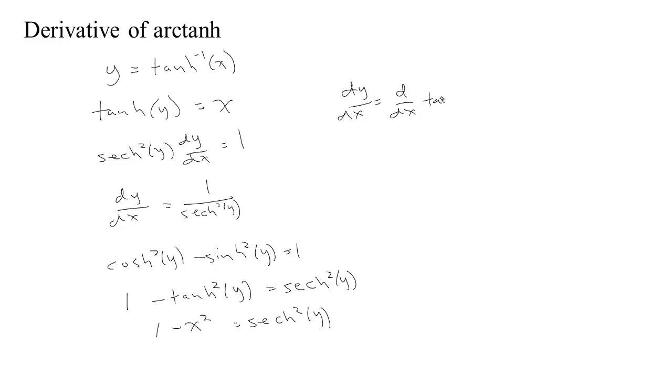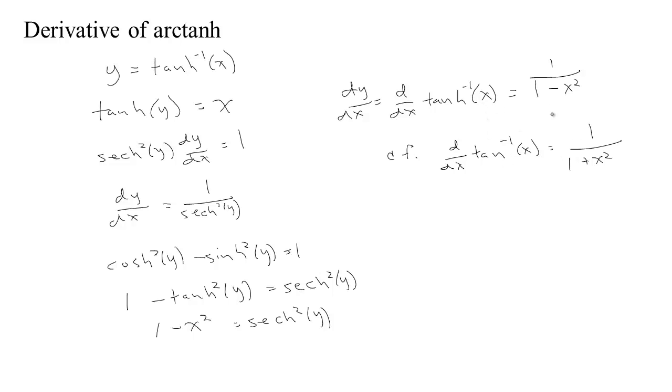So that tells us that the derivative of y with respect to x, since y is the arctangent, is the derivative with respect to x of the arctangent of x. We figured out that that's 1 over the secant squared, but the secant squared is 1 minus x squared, so we get 1 over 1 minus x squared. So just compare that to what happened in the elliptic case. In the elliptic case, the derivative of the arctangent was 1 over 1 plus x squared.